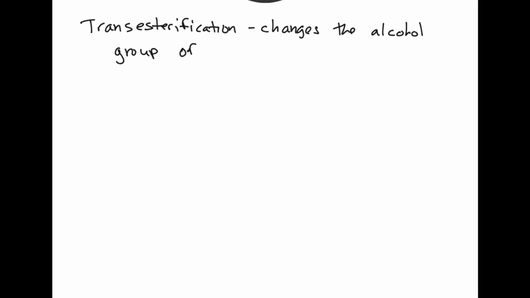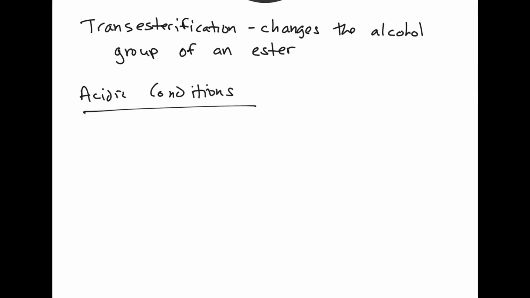Transesterification changes the alcohol group of an ester and can be done under two types of conditions. You can have acidic conditions, and these are very similar or almost exactly the same as the Fischer esterification.